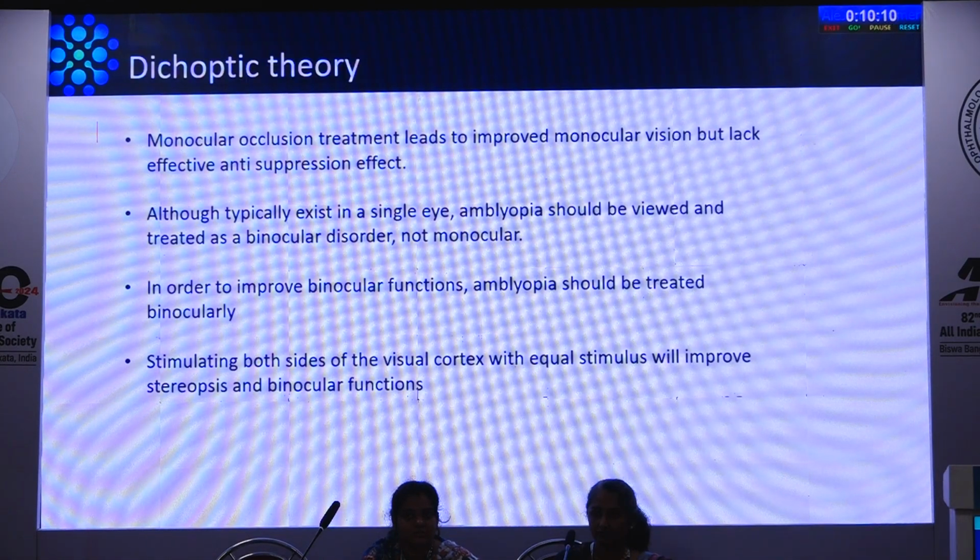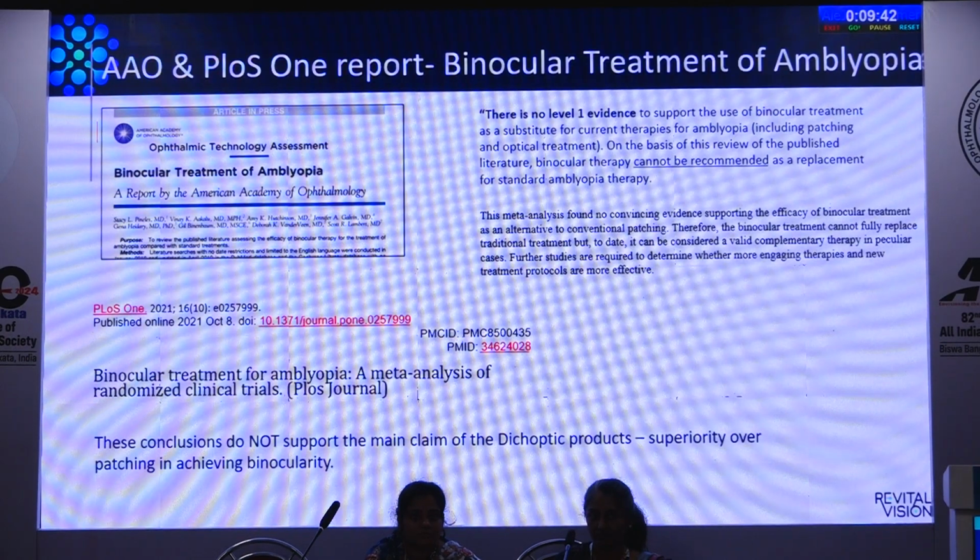Basically, we used to do this monocular occlusion treatment to improve monocular vision, but it lacks an effective anti-suppression effect. Although amblyopia typically exists in a single eye, it should be viewed and treated as a binocular disorder, not a monocular one. In order to improve binocular functions, amblyopia should be treated binocularly. Stimulating both sides of the visual cortex with equal stimulus will improve stereopsis and binocular function.